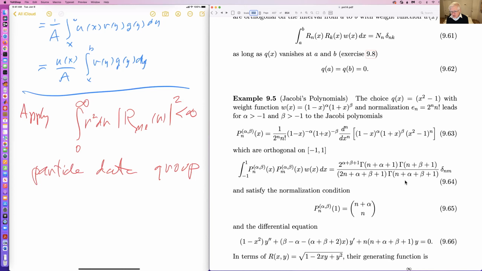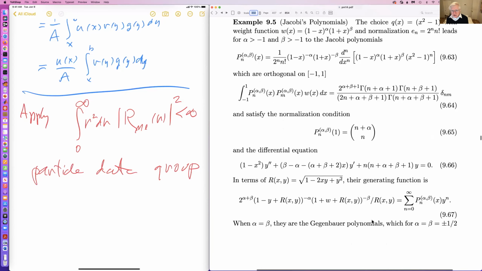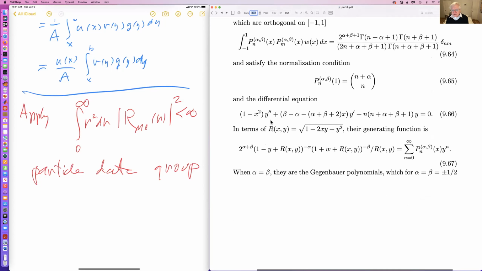They turn out to be orthogonal on -1, 1. The integral is this. They have this normalization condition. This is the differential equation they satisfy, and there's a generating function that generates them in terms of an R that's very much like the generating function of the Legendre polynomials.